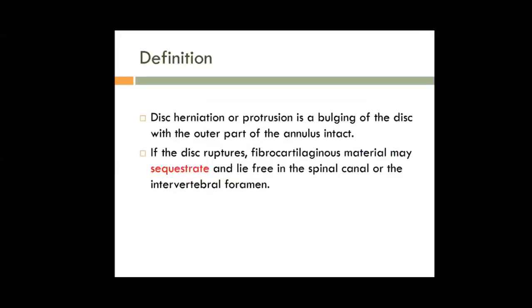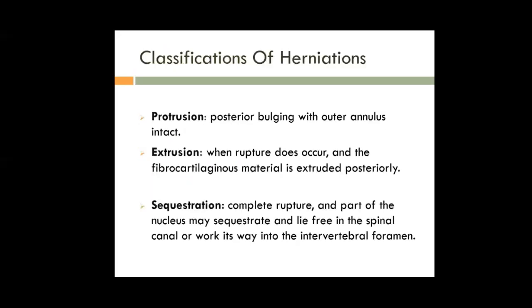Okay. Disc herniation or protrusion is a bulging of the disc with the outer part of the annulus intact. First, let's understand what protrusion means. Protrusion means that the nucleus pulposus just bulged, it herniates, like any type of hernia we took before in general surgery or any specialty, like inguinal hernia or femoral hernia. It's a protrusion of viscus. Here we have protrusion of the nucleus pulposus through the annulus. Now, if the annulus ruptures, the disc material will sequestrate to the outside and lie free in the spinal canal or the intervertebral foramen.